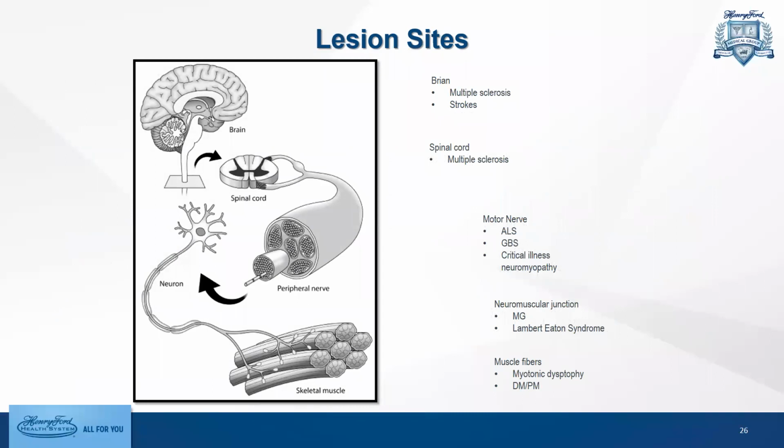So basically the lesion sites, whenever you're running into that, you can split them into brain, like multiple sclerosis, strokes, locked-in syndrome; spinal cord lesion, like multiple sclerosis; motor nerve lesions, like ALS, Guillain-Barré, critical illness neuromyopathy. Then there are neuromuscular junction problems like myasthenia gravis, Lambert-Eaton, and muscle fiber problems like myotonic dystrophy, dermatomyositis, polymyositis.